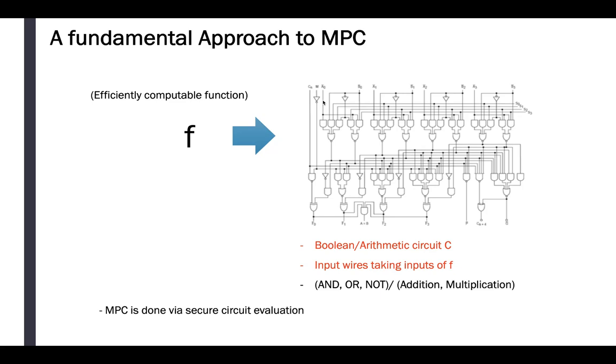So what we will do is MPC via secure circuit evaluation. We will evaluate the circuit securely. And what do I mean by secure circuit evaluation? By that I mean that we'll evaluate the circuit in a way that only the function outputs will be known to the parties. Neither the input rails nor the intermediate gate output rails, the values on those rails, will be leaked. Only the values on the output rails of the circuit will be known to everybody. So that is what we mean by secure circuit evaluation, and that is what we are going to do.